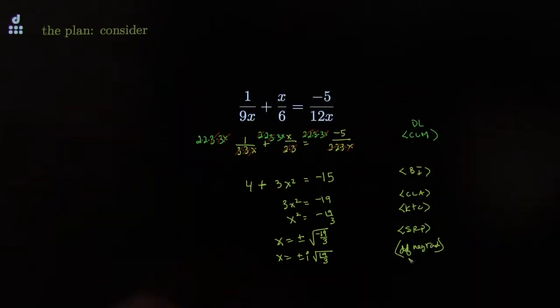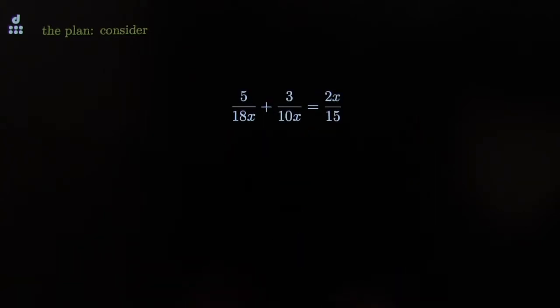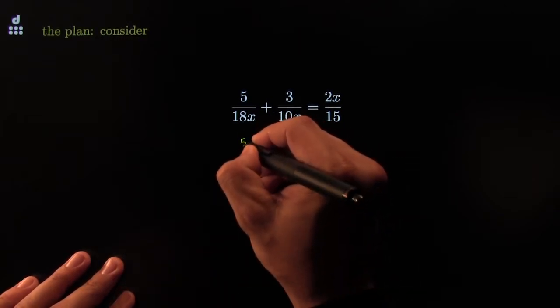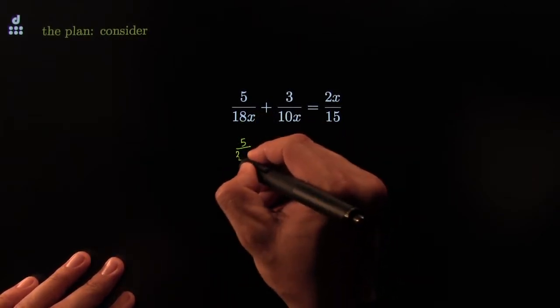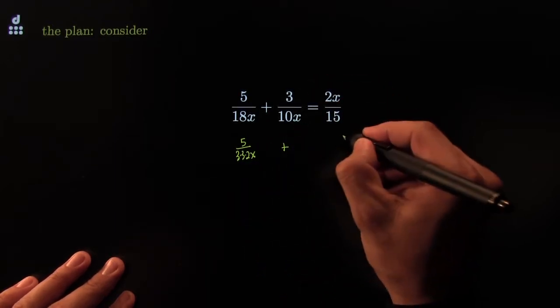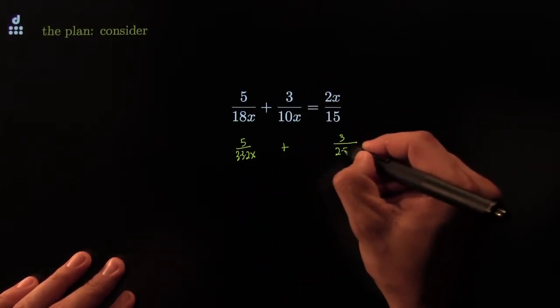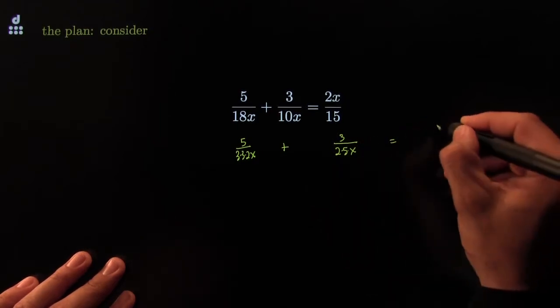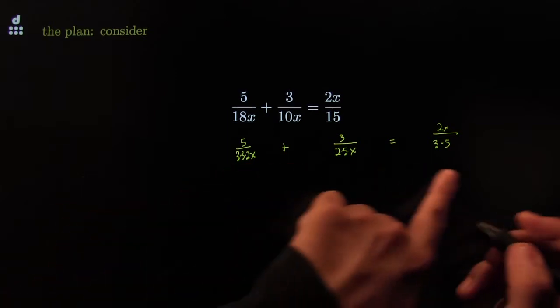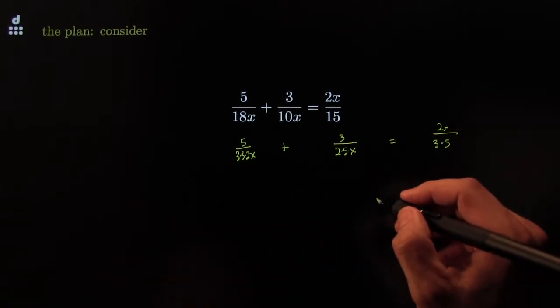Rational equations with fractions. Alright, next, let's do one more here. We're going to use the same technique. We're going to prime factorize the bottom. So this is 9 times 2. That's a 3 times a 3 times a 2 times an x, plus, that's a 3 over 2 times a 5 times an x, is equal to 2x. That's a 3 times a 5. We're going to kill all the denominators. That's my plan of attack.